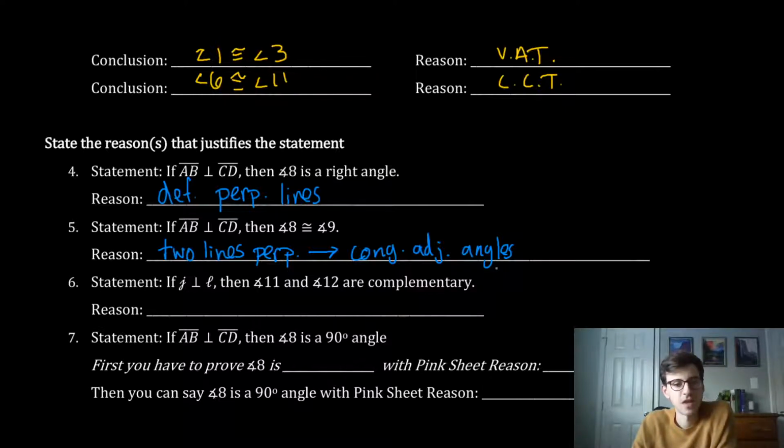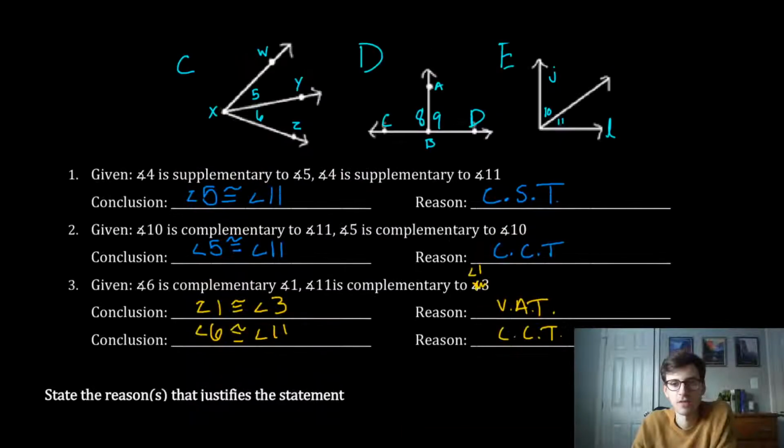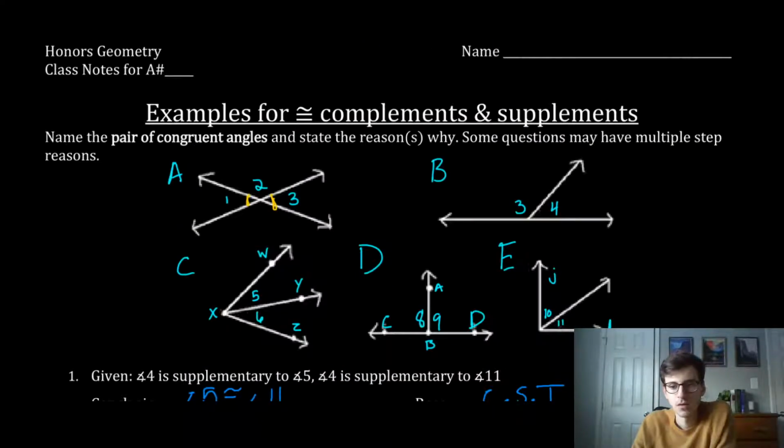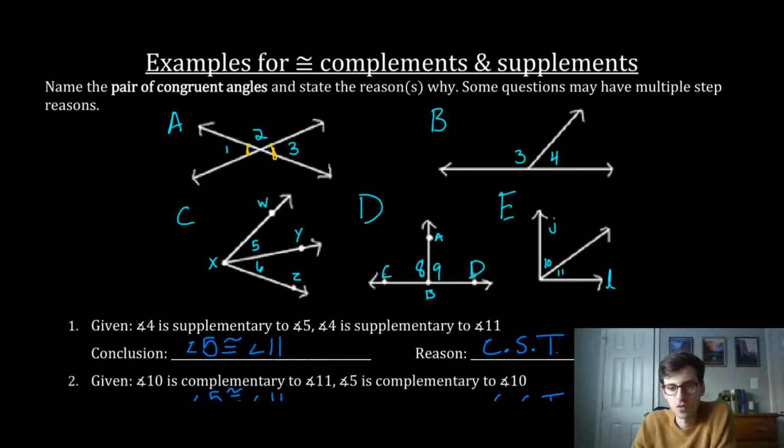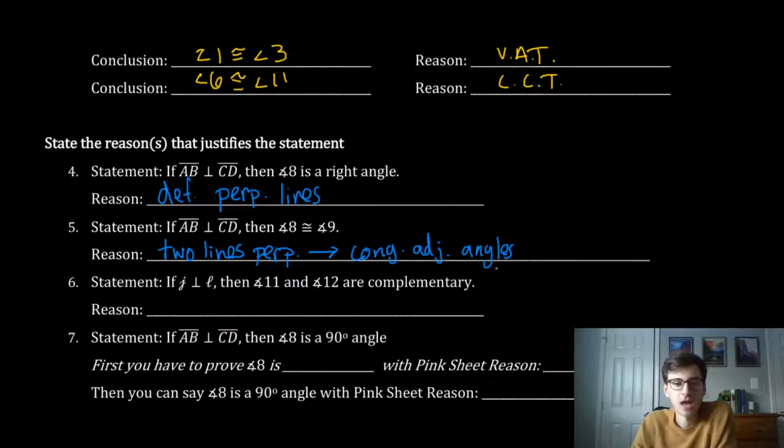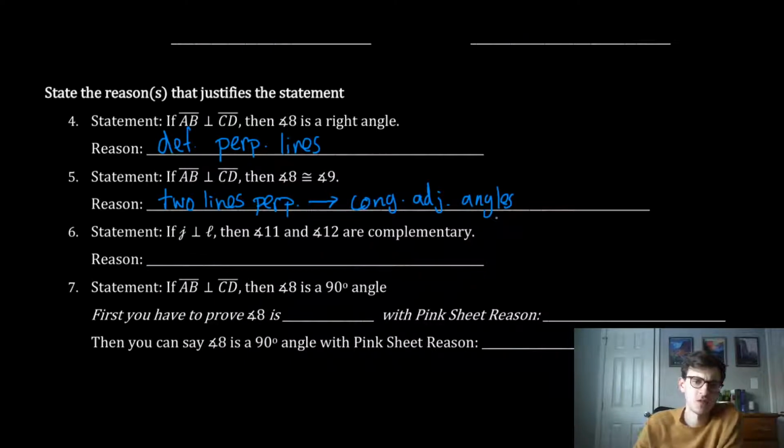Okay, let's look at a different set. If j is perpendicular to 9, then 11 and 12 are complementary. So we're saying if these two are perpendicular, these two are complementary. This is one that I feel like people forget about a lot, this poor guy. This is the perpendicular pair theorem. And the perpendicular pair theorem just states if two lines are perpendicular, then the two angles inside those lines are complementary. Not too bad.